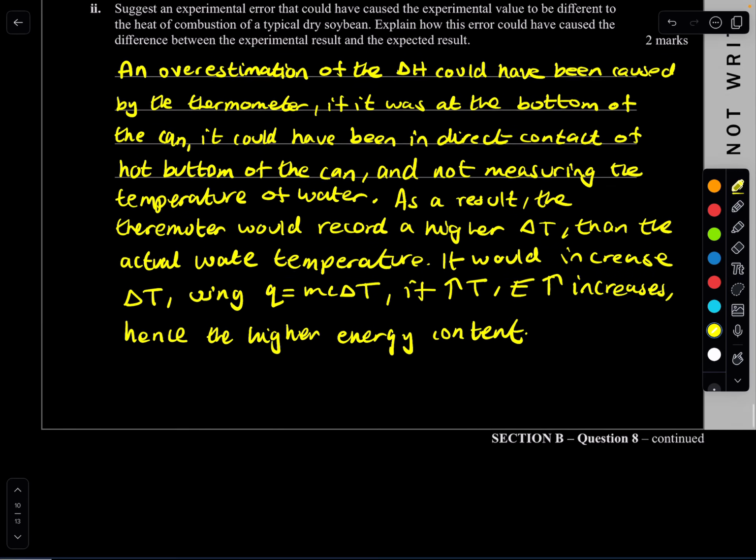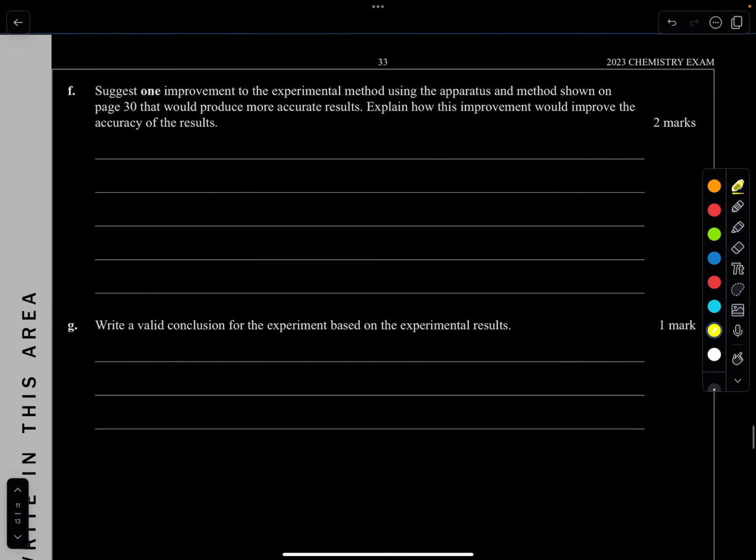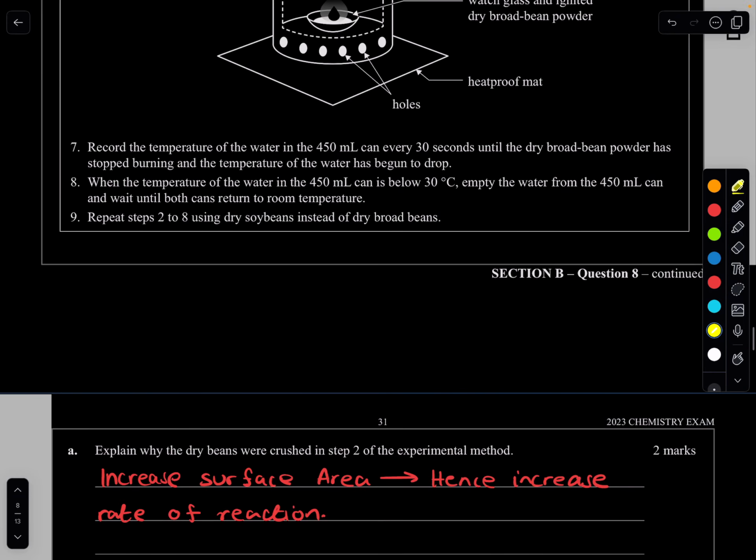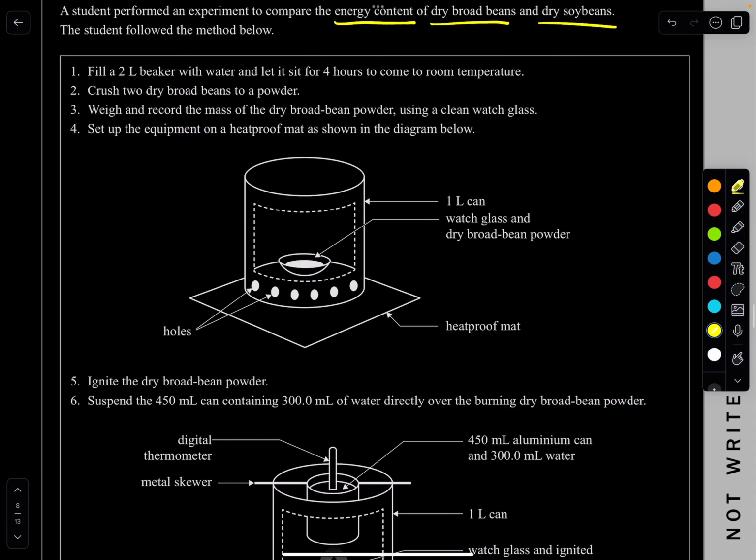Beautiful. That works. Part F: suggest one improvement to the experimental method, using the apparatus and methods shown on the page, that would produce more accurate results. Explain how this improvement could improve the accuracy of the results. I'll be honest, you remember how we talked about how they could have switched steps 5 and 6? That was it. They should have put the water can directly on top of the heating element before even heating the soybeans, because energy would have been lost.